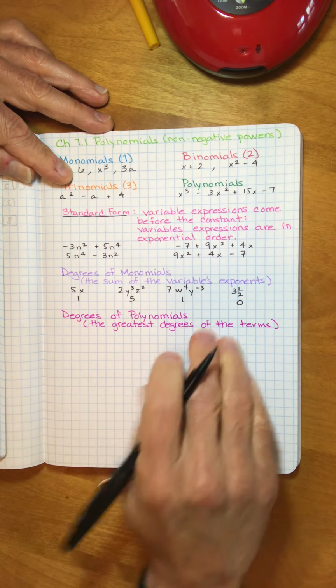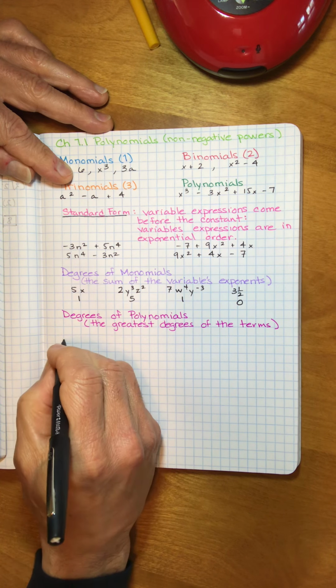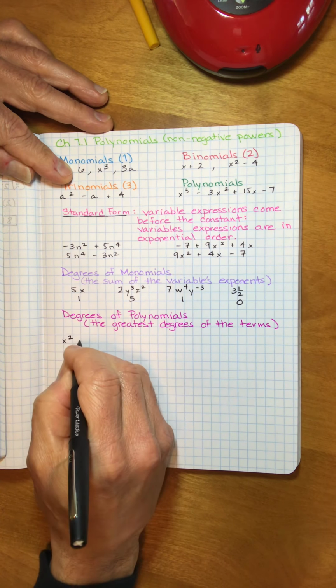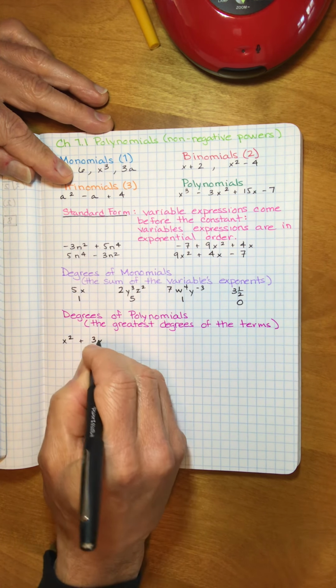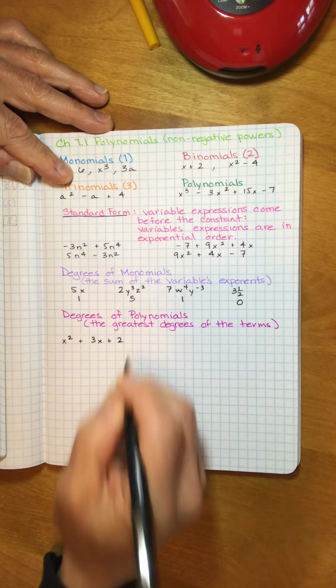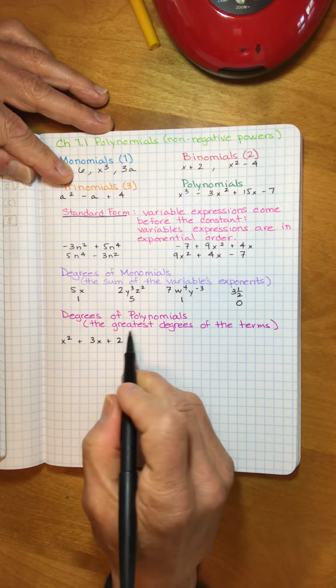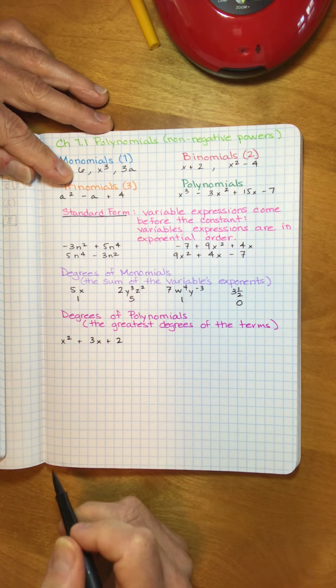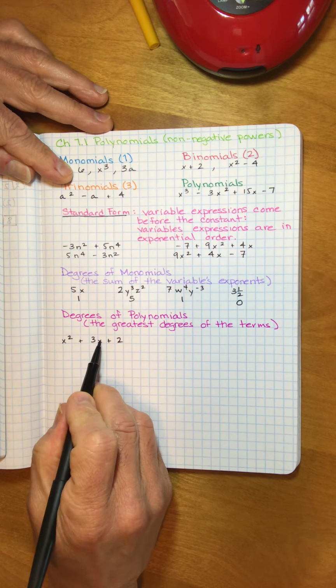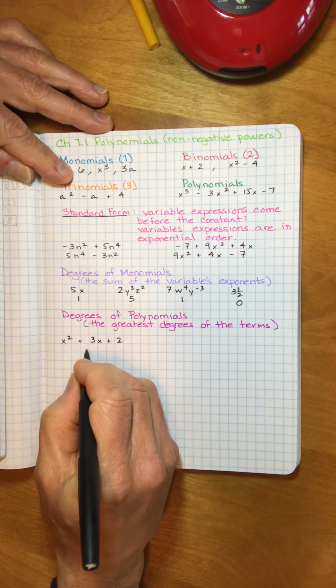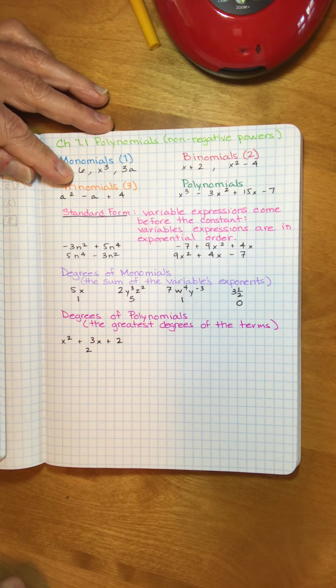All right, now, degrees of polynomials. This one's going to be in standard form on purpose. So it's x squared plus 3x plus 2. And what we do is we look for the greatest of all the degrees of the terms. So this has a 1, this is a 2, so this is a 2nd degree.